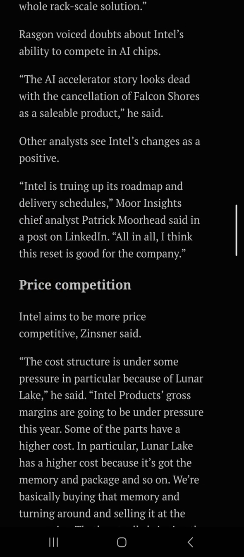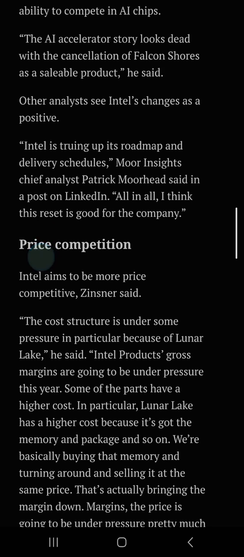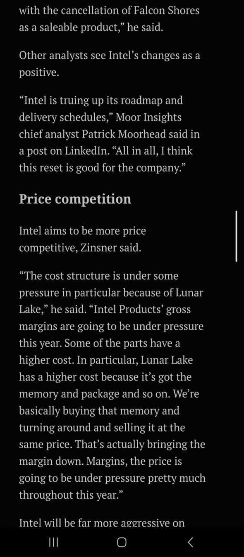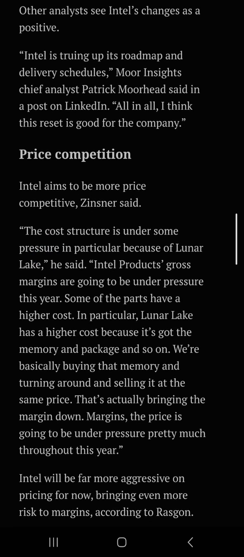Other analysts see the Intel changes as a positive. Intel is firming up its roadmap and delivery schedules, Moor Insights chief analyst Patrick Moorhead said in a post on LinkedIn. All in all, I think this is good for the company.